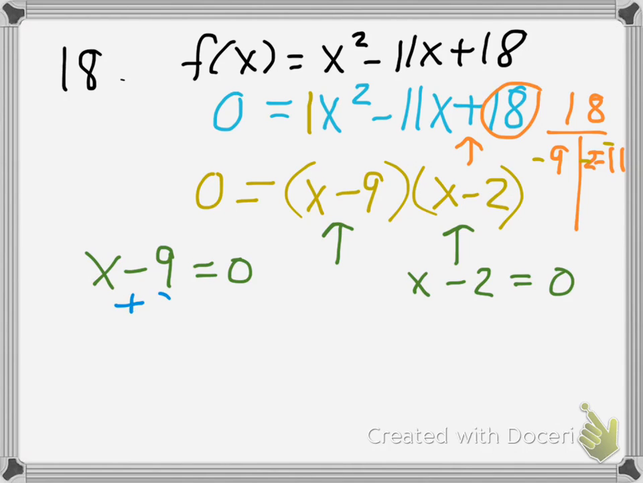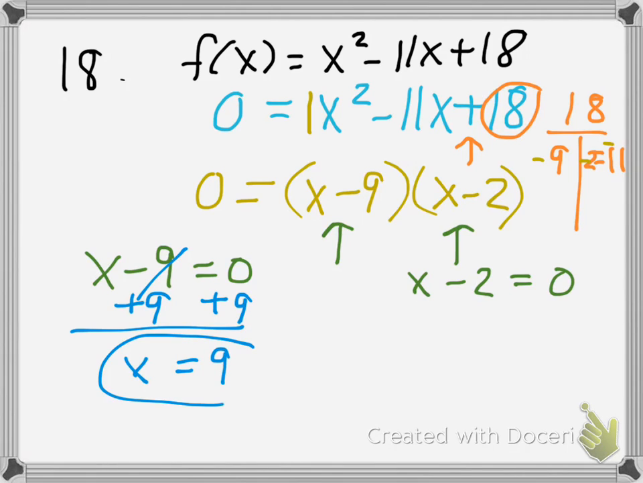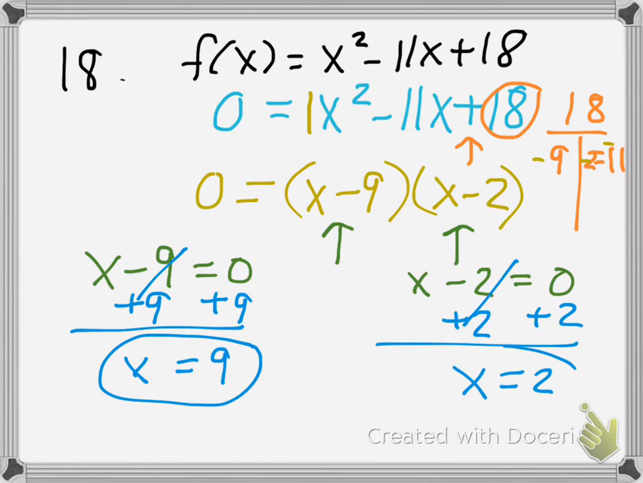For the first one, inverse operations, add 9 to both sides. So I have x equals 9. That's one solution. And then my second equation here, inverse operations, add 2 to both sides. So I get x equals 2. So my two zeros or roots or x-intercept solutions would be 2 and 9.